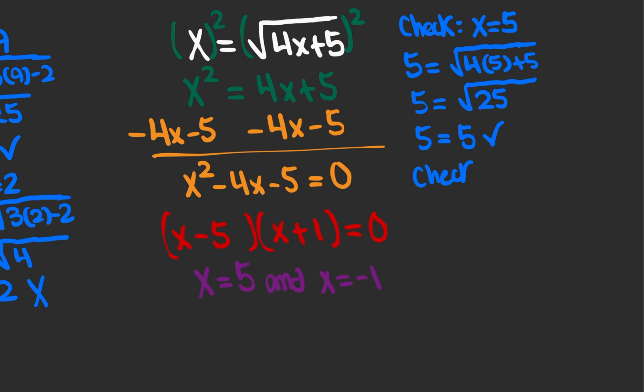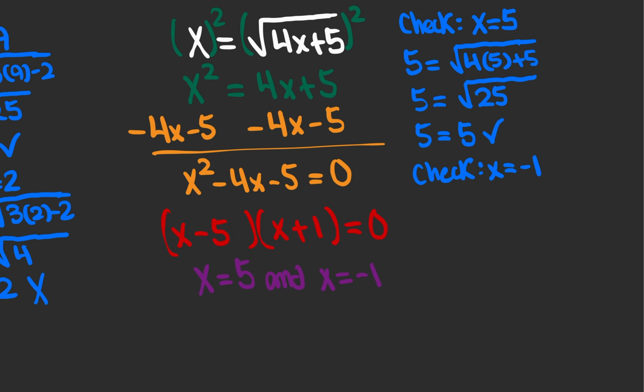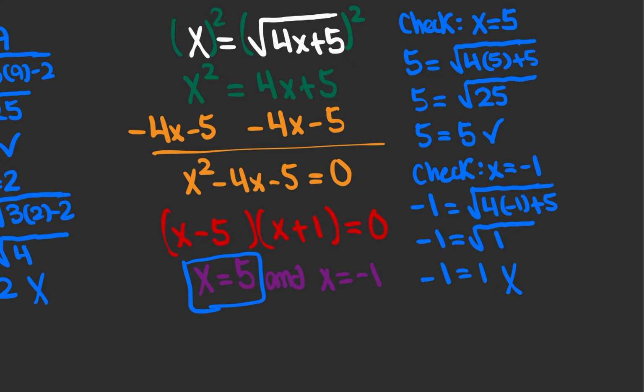For the second one, we do our check for x equals negative 1. Okay. And for this one, we have what? Negative 1 is equal to the square root of 4, parentheses, negative 1, plus 5. On the left-hand side, negative 1 remains the same. On the right-hand side, we have 4 times negative 1, that's negative 4, plus the 5 will leave us with positive 1. So we have what? Well, the square root of 1 is going to be 1. So is negative 1 equal to 1? No, it's not. So the only solution that we have is going to be x equals 5.